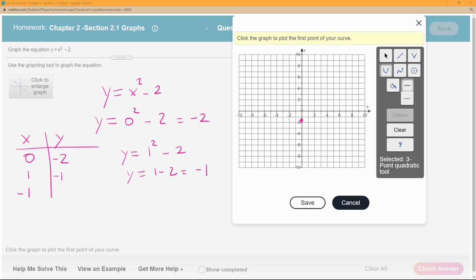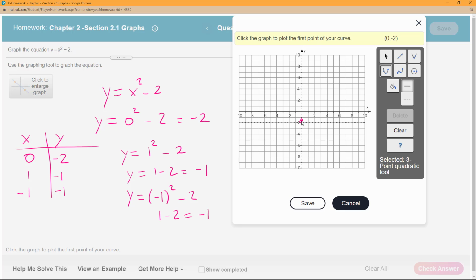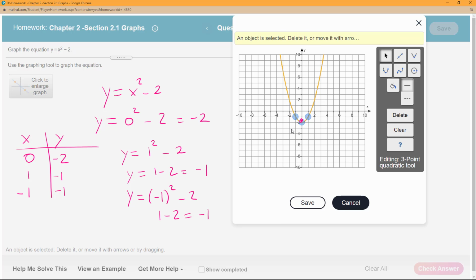So let's try negative 1. If I plug in negative 1, notice a negative and a negative is a positive, so that's still going to be negative 1. And now it looks like I have something that I can graph. So I'm going to place my point. Here is going to be my intercept at 0, negative 2. And then I'm going to go to 1 and negative 1, which would be here. And then I'm going to go to negative 1 for x and negative 1 for y. And that looks pretty good. So I'm going to save it.